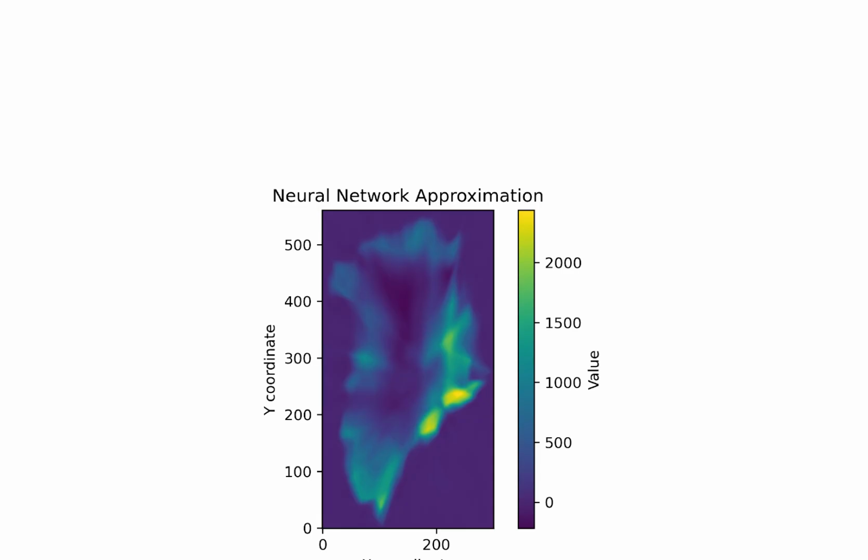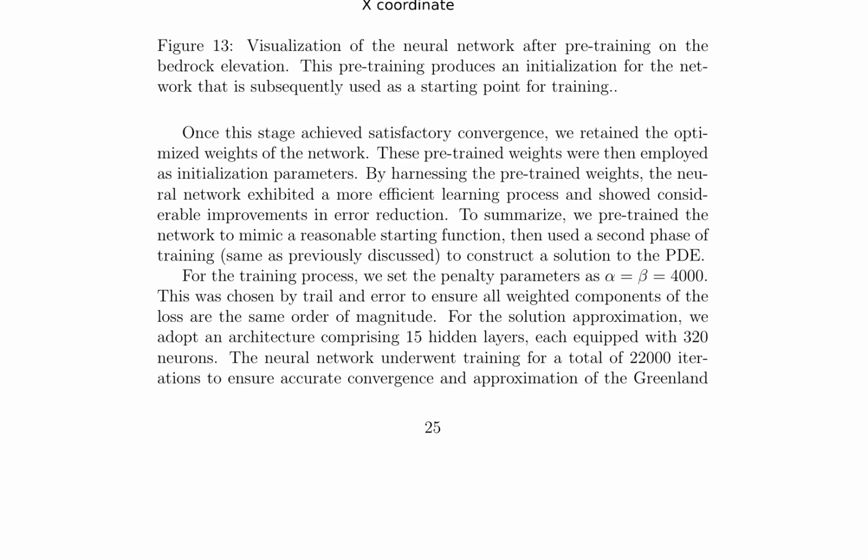The neural network is pre-trained on bedrock elevation data, a crucial step in achieving efficient learning and error reduction. This process involves optimizing the network's weights, which are then used as initialization parameters for a second phase of training. The training setup, including penalty parameters and the network architecture, is detailed to provide a comprehensive understanding.